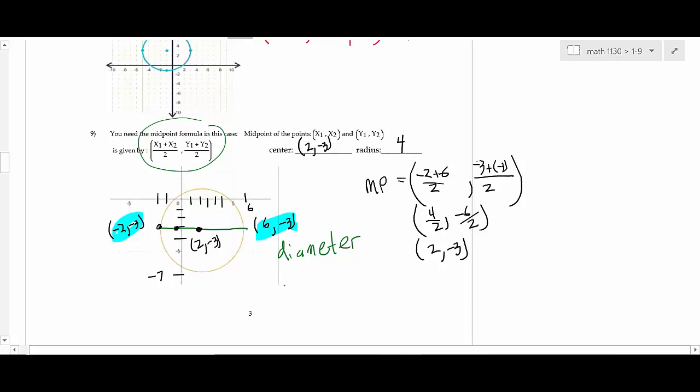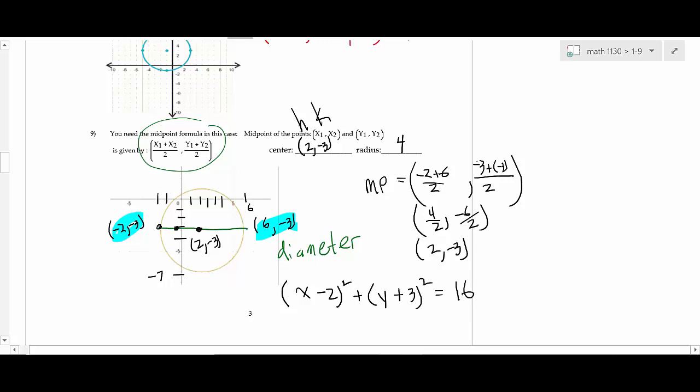All right, so the answer to the problem would then be this, okay? That's h, that's k, so we'd say (x − h)² + (y − (−3))², so that's (y + 3)² = 4². That's equal to 16. Everybody with me there?